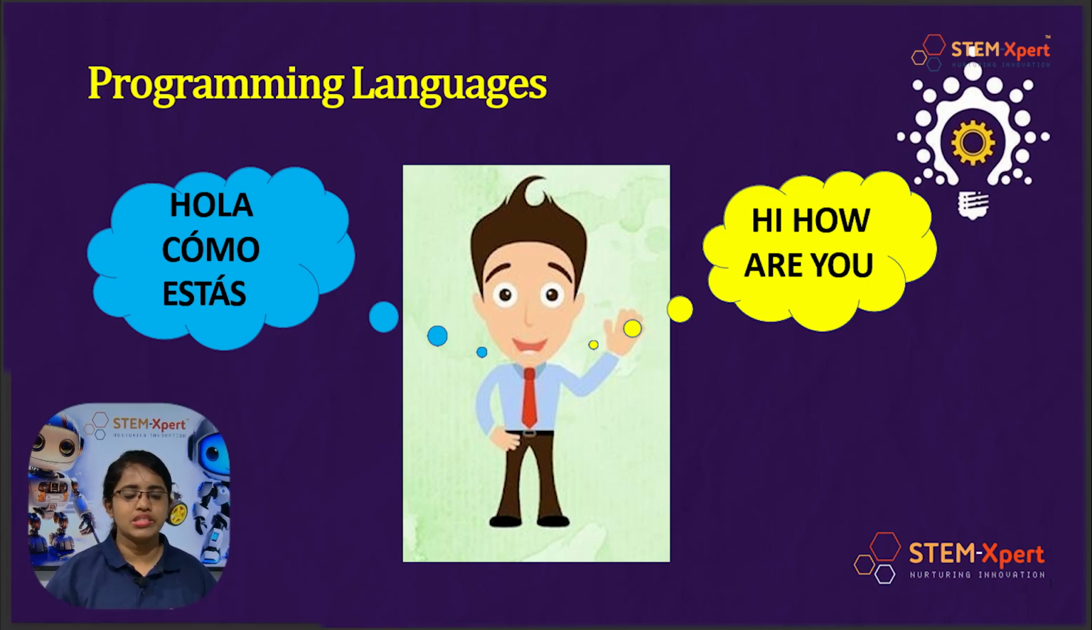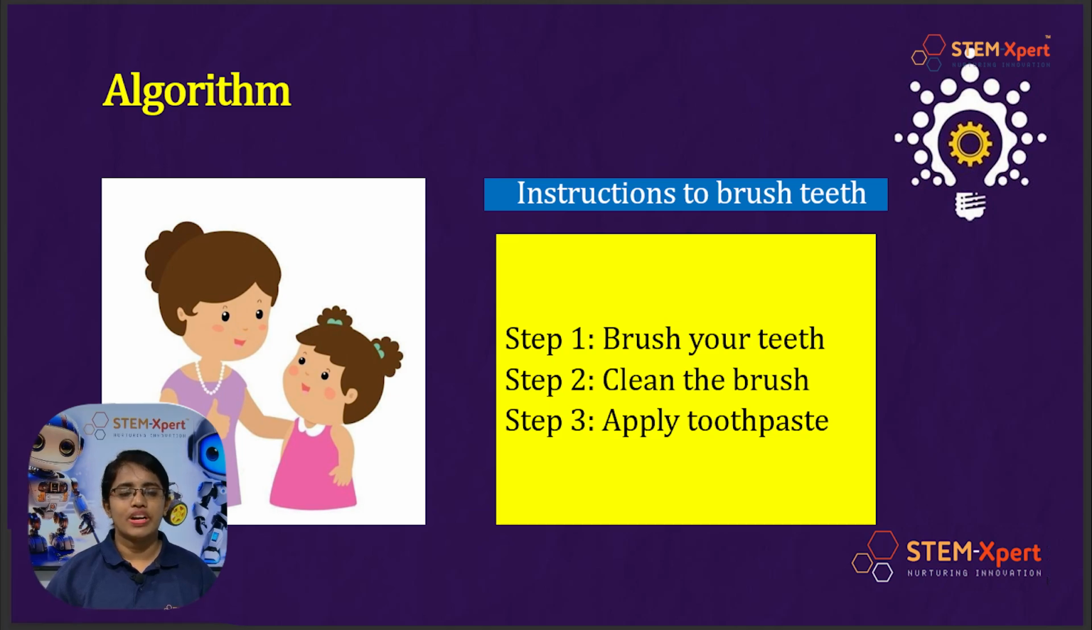So here we have the programming language. Hola como estas is a Spanish language, and we are not familiar with this language. The second one, hi, how are you, we are familiar with, right? Yes. So that's about the programming language. When we talk with someone, we need to communicate with a language that is understood by them, which is called programming languages. So now let's look at what is an algorithm.